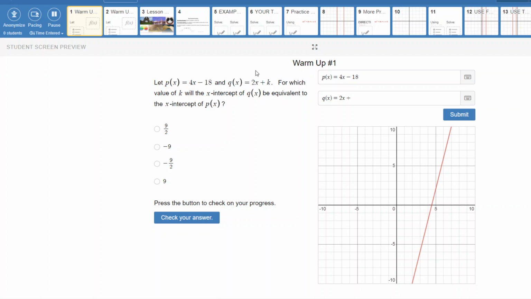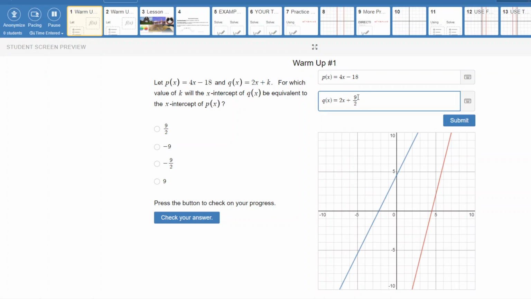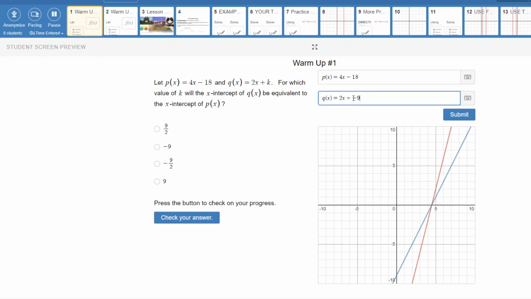So the question is, for which value of k will the x-intercept be equivalent to the x-intercept for p of x? So p of x I already typed in, and you can see that it's got an intercept of 4.5. And for the other one, equivalent just means it's going to be the same. So 2x plus, we can just try and type in each one at a time and have a look. Does it have the same intercept? Well, that one you could see pretty quickly was not. And actually, pretty quickly we can see that that one is. It goes through exactly the same point, so we can pick our answer.